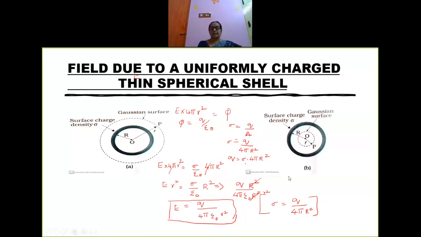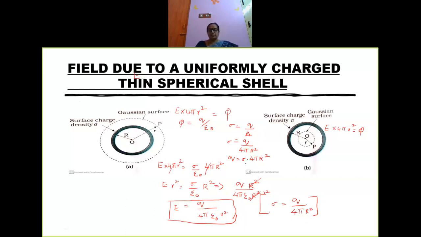Now the next case is if the Gaussian surface is going to be inside the sphere. Now look at the diagram. The point P is inside the shell. So again the Gaussian surface is a sphere, centered at O. So what will be the flux through the Gaussian surface? Again you calculate the flux here, E into 4 pi r square equal to flux. But what about the flux inside? The flux inside will be 0.